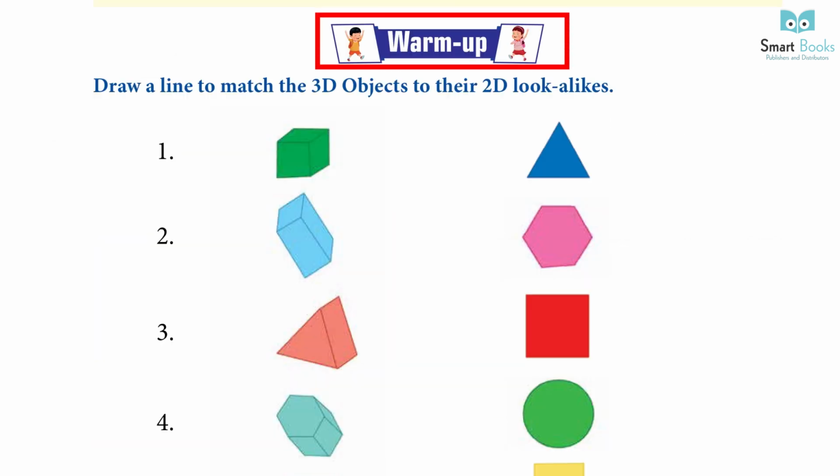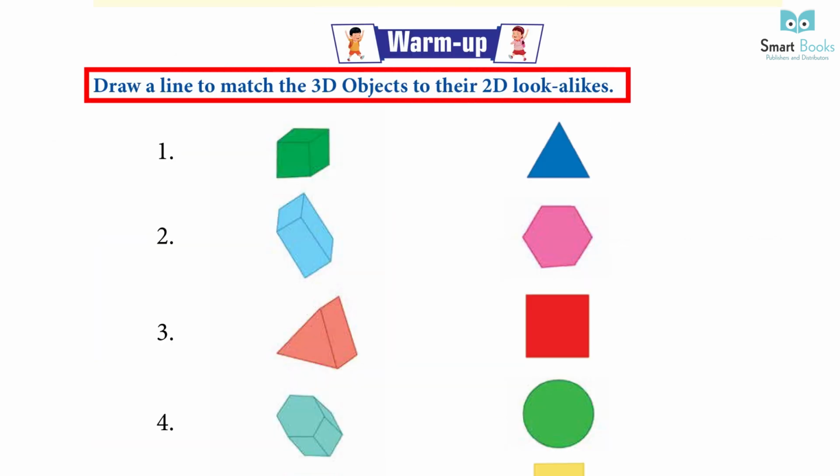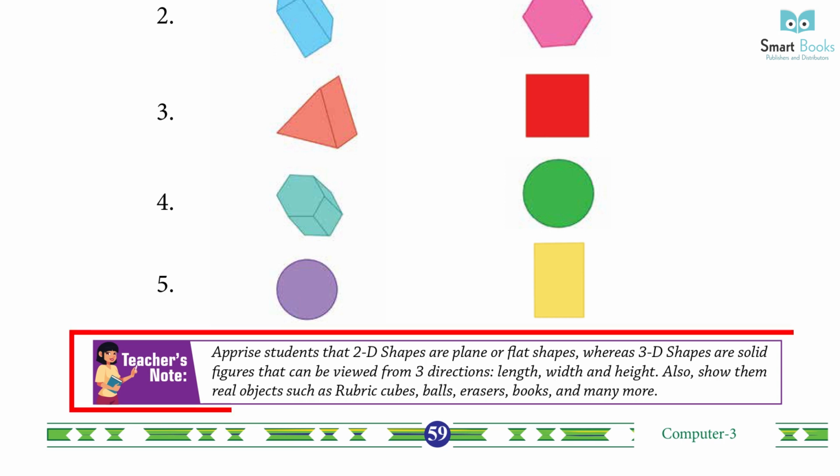Warm up. Draw a line to match the 3D objects to their 2D look-alikes. Teacher's note: apprise students that 2D shapes are plane or flat shapes, whereas 3D shapes are solid figures that can be viewed from 3 directions: length, width, and height. Also show them real objects such as Rubik's cubes, balls, erasers, books, and many more.